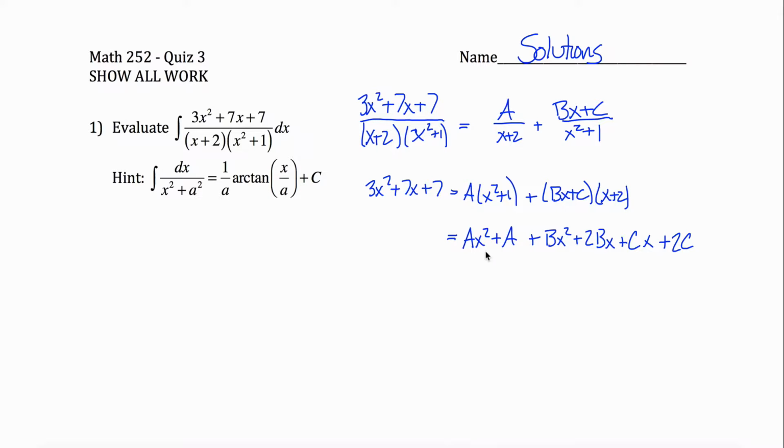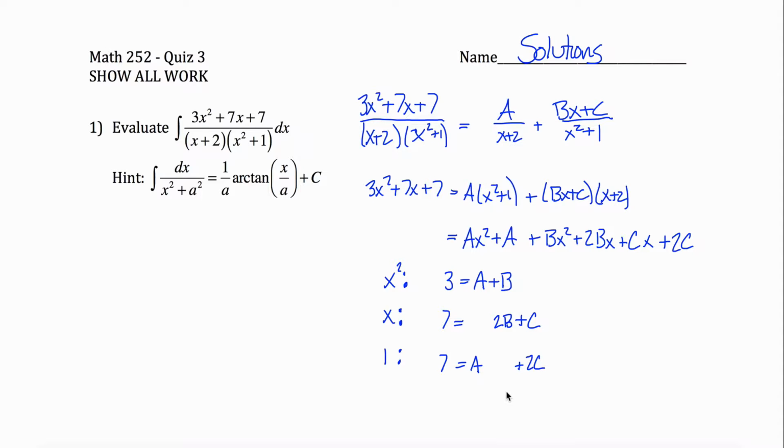So what you can do is, I've got A of these x squareds plus B of these x squareds, and that's going to be equal to 3 of these x squareds. Using the x squared terms, I know that 3 must equal A plus B. Similarly, using the x terms, this 7 must be equal to 2B plus C, since 2B has an x in it and C has an x in it. And using my constant terms, I know that 7 must be equal to A plus 2C, since I have an A as a constant and a 2C as a constant.